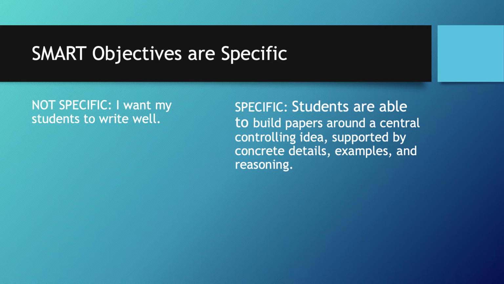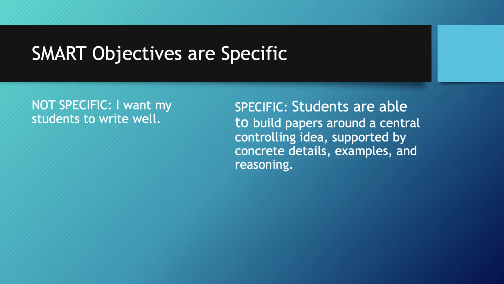A better objective would be, students are able to build papers around a central controlling idea, supported by concrete details, examples, and reasoning. Additionally, your unit level objectives will likely be more specific than your course level objectives. For example, one of my course level objectives is to critically evaluate their own work and the work of others. So my students have to evaluate the writing that they do and the writing of their peers and the writing of any authors that we bring into the course.